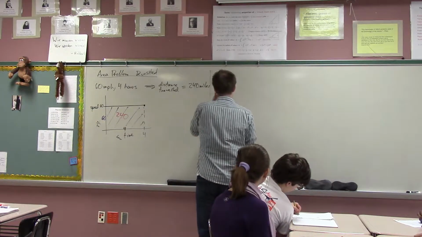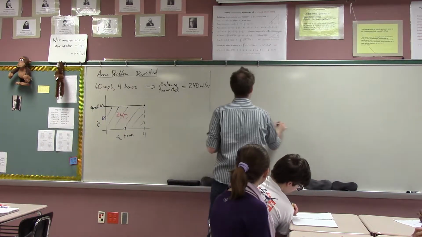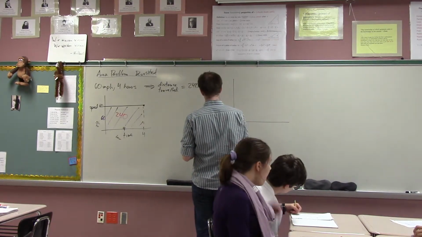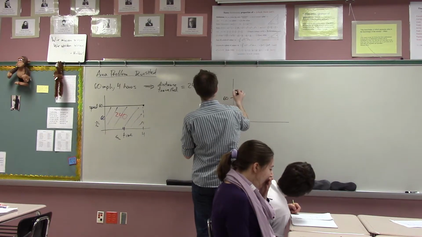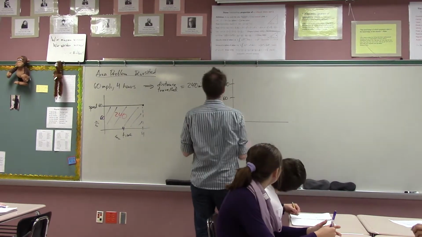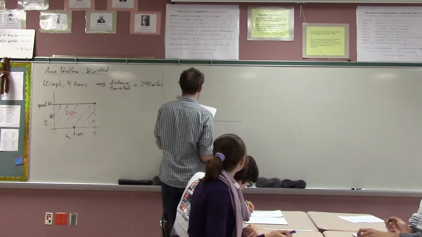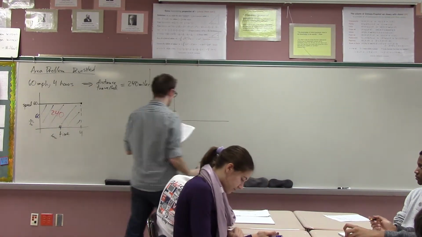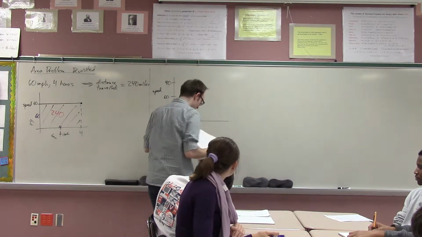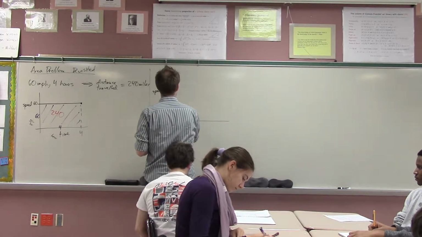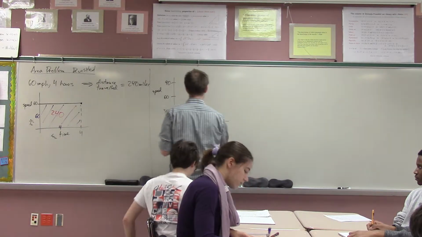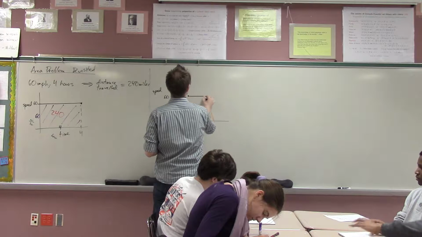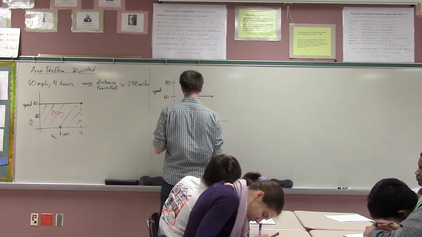A new problem. Now, I am going to take a trip, but the speed at which I'm going is going to be a step function. For the first hour, I'm going to go 30 miles per hour, and then here I'll just draw it. This is pretty fun.